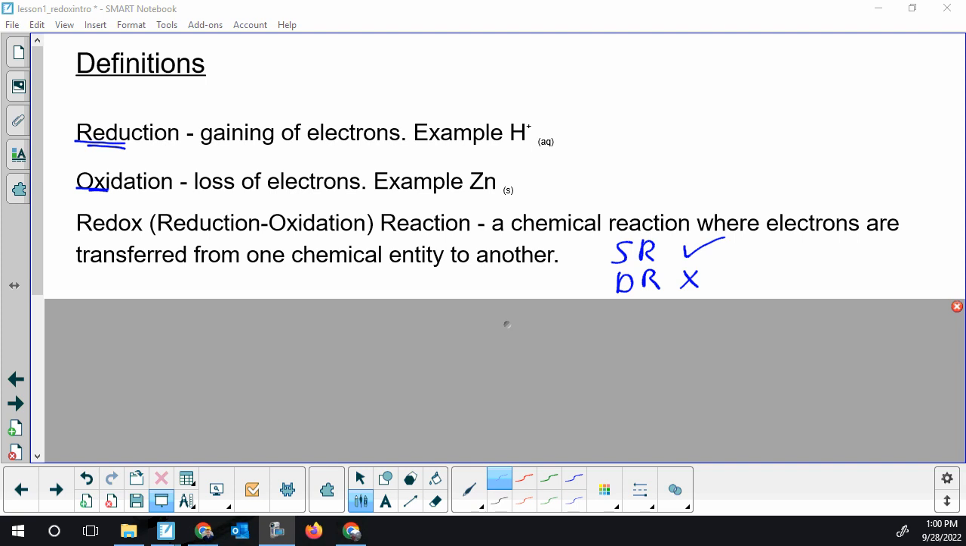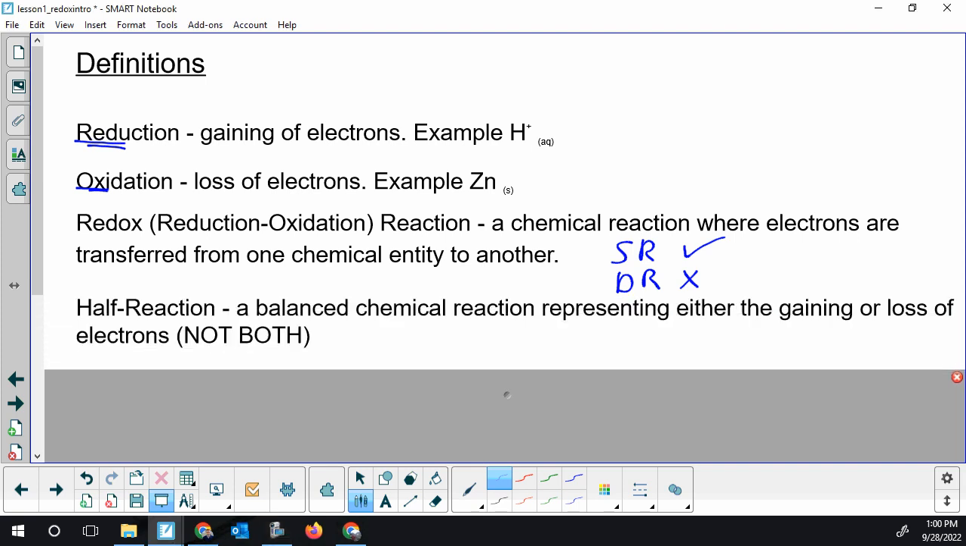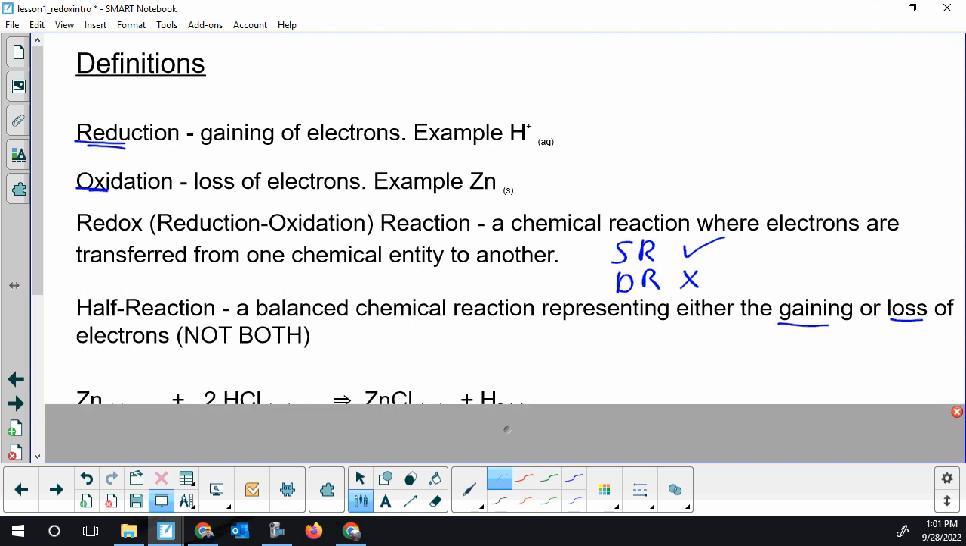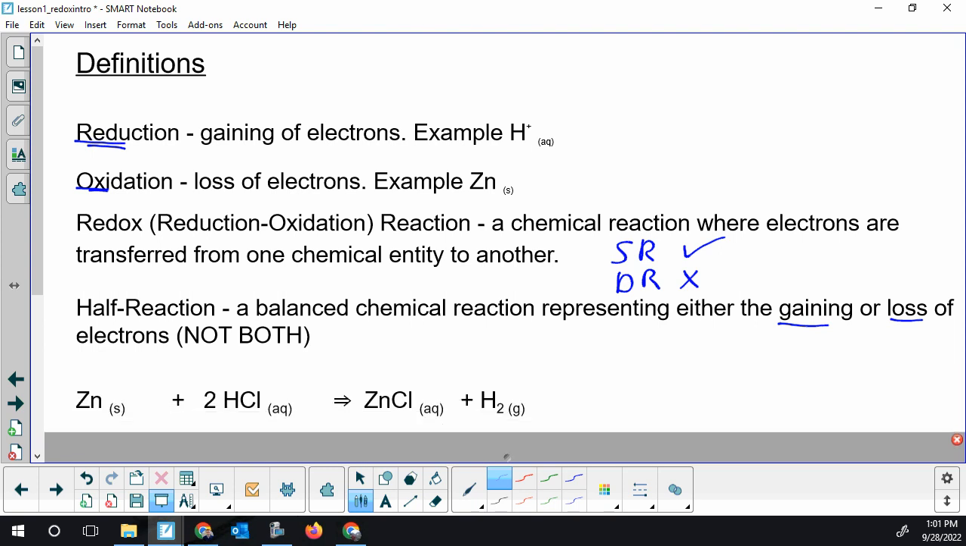Now we can write reduction pieces and oxidation pieces, and those pieces we call half reactions. So it's a balanced chemical equation representing either the gaining, so that'd be a reduction version, or the loss, that'd be an oxidation. The two halves in total explain the whole reaction. So we can take this single replacement and write the two pieces. Anything that isn't part of gaining or losing will disappear and not show up in the two halves.